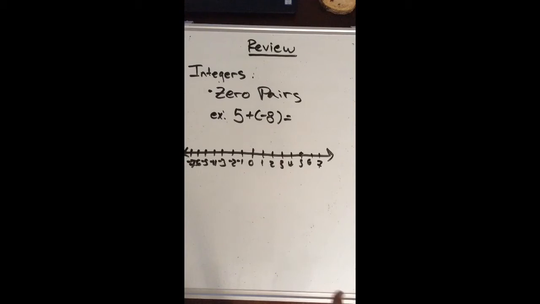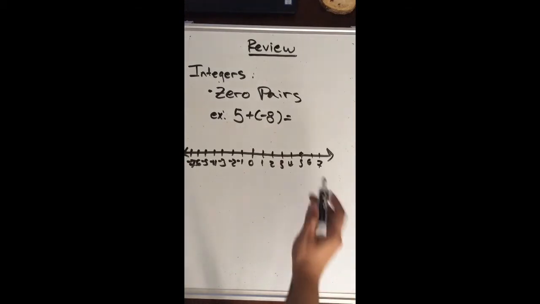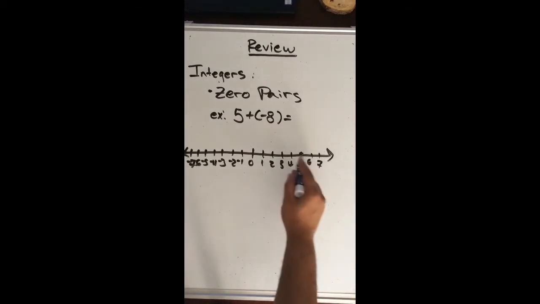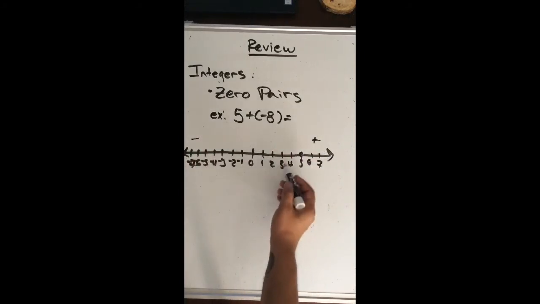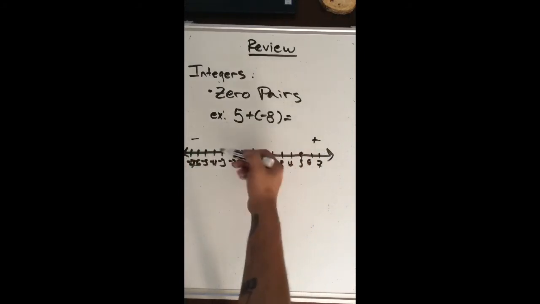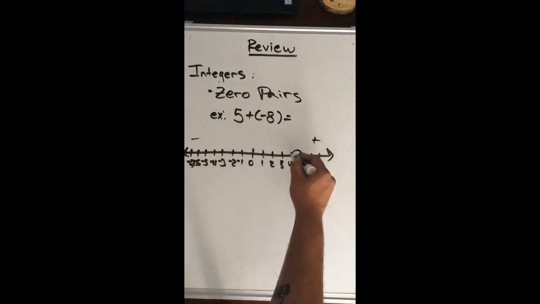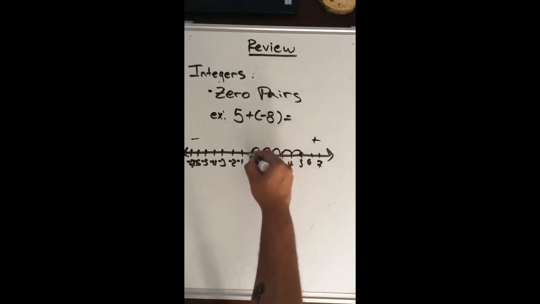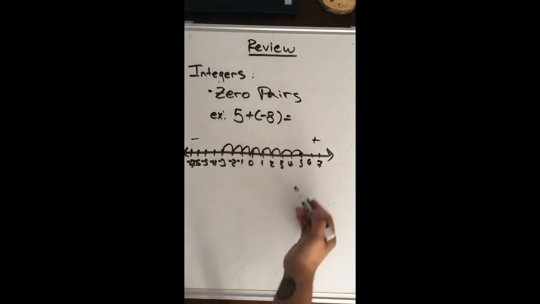Whenever you hear negative, just remember you want to do the opposite. So if you're going to add, instead of adding to the right, you're going to do the opposite and subtract to the negative. And we're going to go to the left, -8. 1, 2, 3, 4, 5, 6, 7, 8.